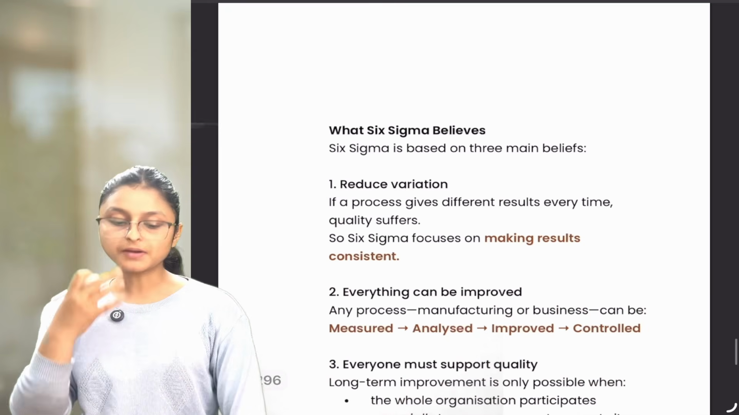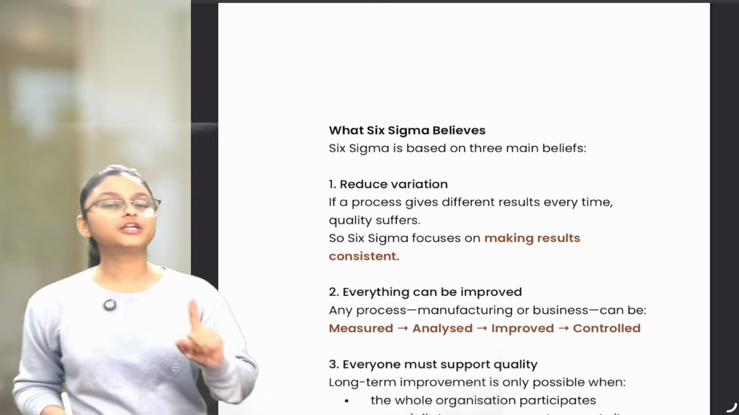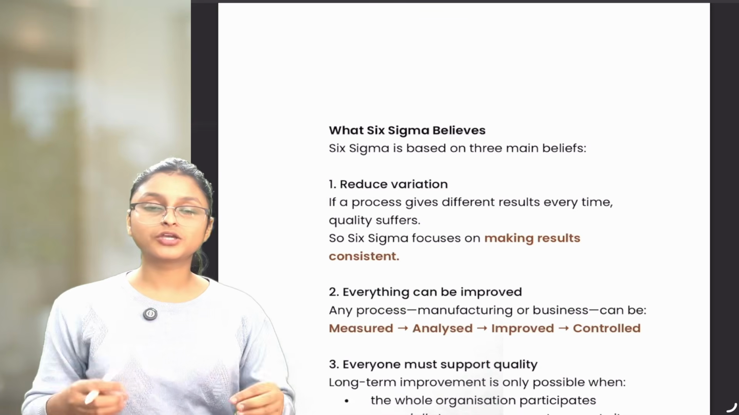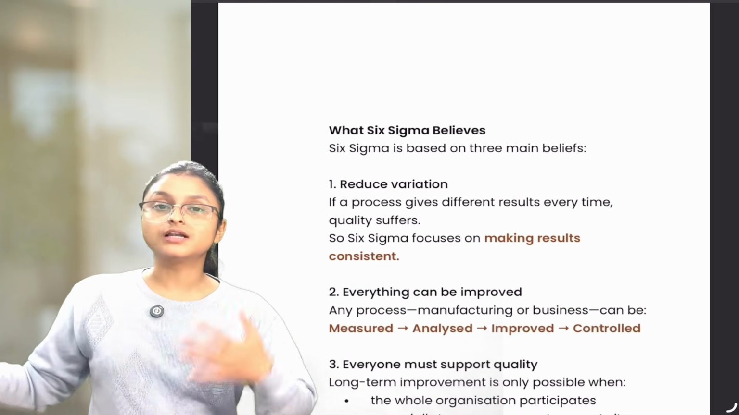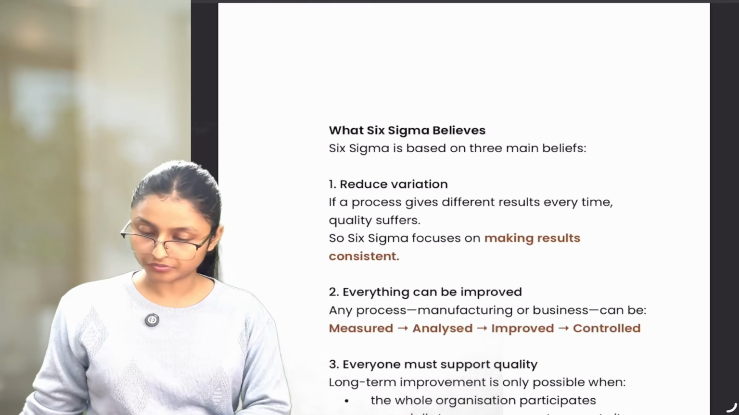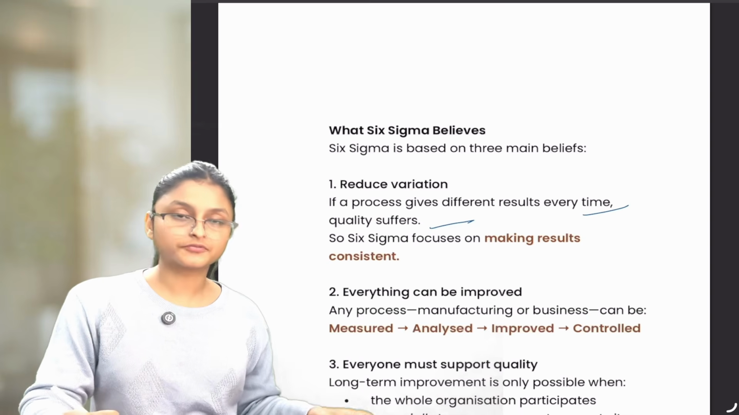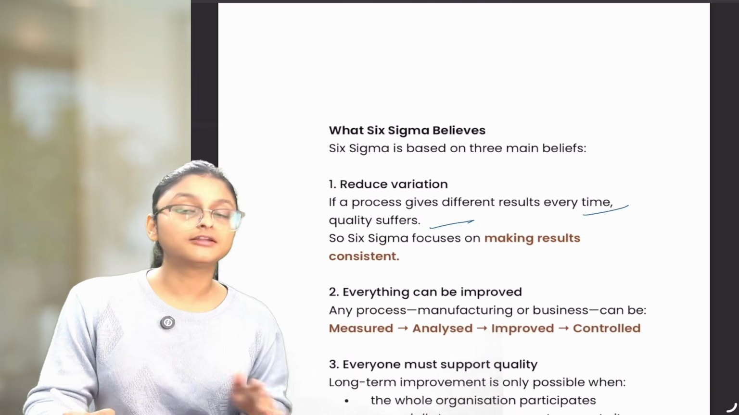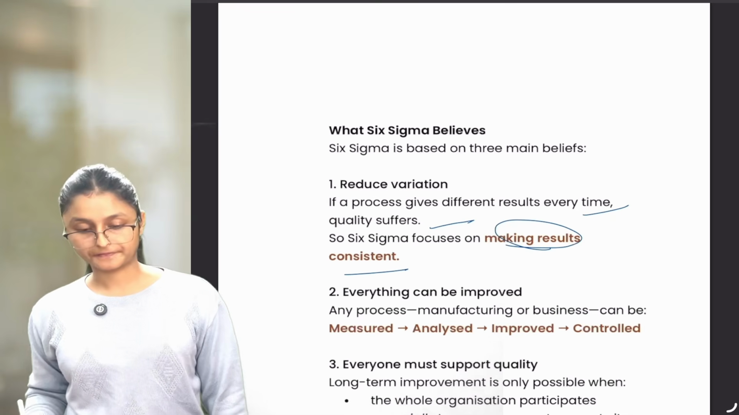Next, what does 6 sigma believe in? 6 sigma is based on 3 main beliefs. First, reduce the variation. We want to make sure that our product becomes consistent. We are getting consistent results every time whenever we are producing the output. So if a process gives different results every time, quality suffers and you will not be able to get Six Sigma level quality. Six Sigma focuses on making results consistent every time.